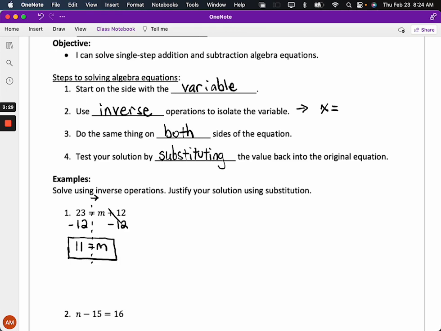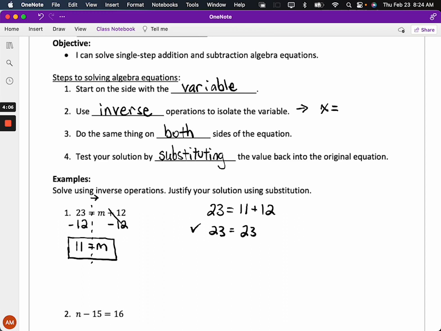Now, our last step, step 4, we're going to substitute 11 back into our original equation for m to make sure that it works. My original equation was 23 equals m plus 12. But instead of m, now I'm going to write 11 because that's what I got as my solution. And I'm going to see if that is a true statement. 11 plus 12 is 23. And I see that 23 equals 23. So I am good. That is a true statement. 11 works as my value for m.